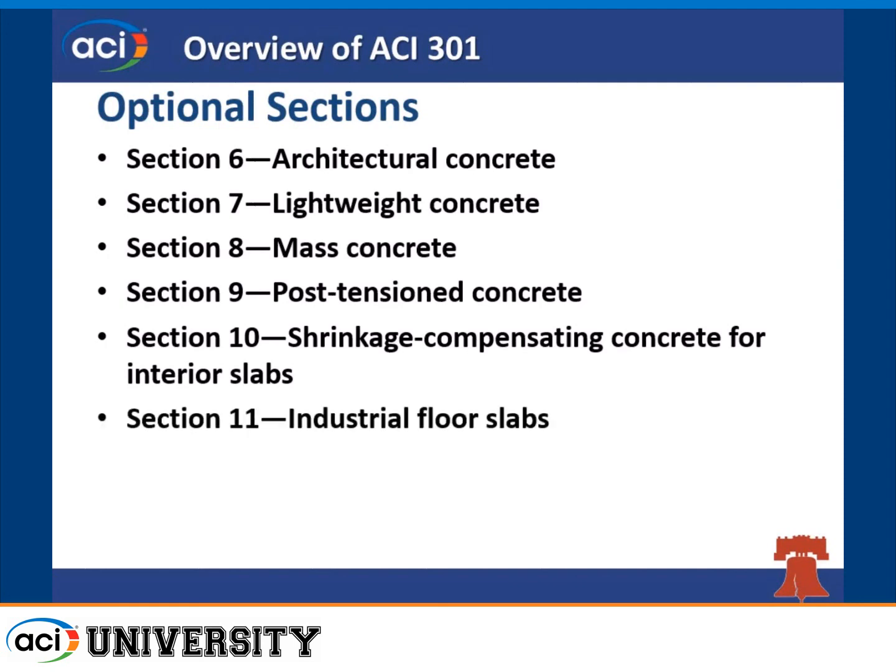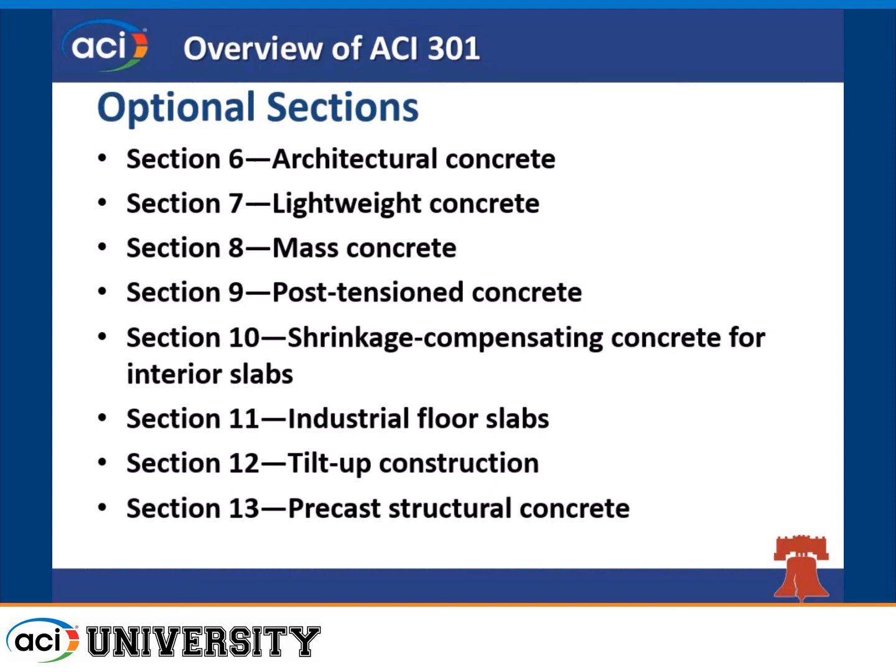So we also include some other information, section 11 on industrial floor slabs, a lot of information on how to construct and place those, and it's well beyond what is in chapter 5 for typical interior floors. And then we also have a chapter on tilt-up construction, and then our last two chapters coincide with CSI format on precast structural and precast architectural. So there's a lot of information in 301. And I'm sure there's a concrete structure out there that doesn't meet one of those special applications, and you have to go to another committee for it.